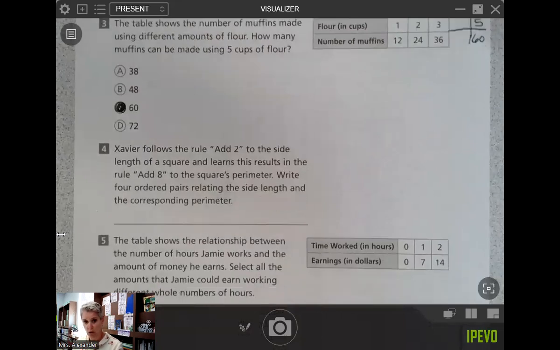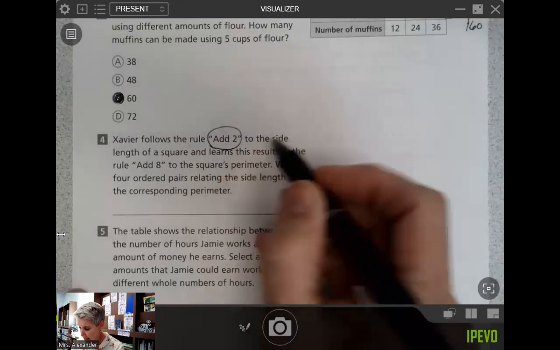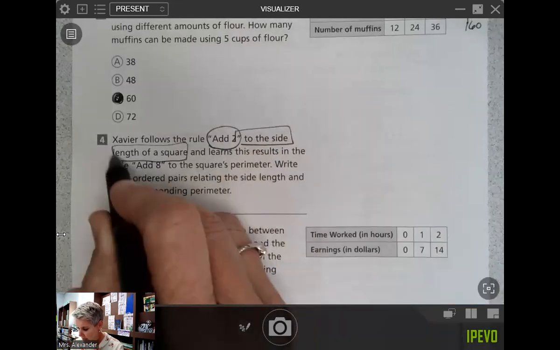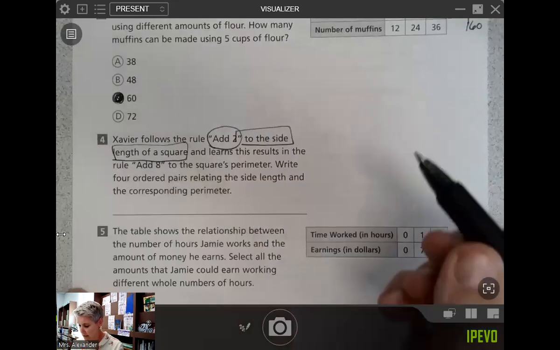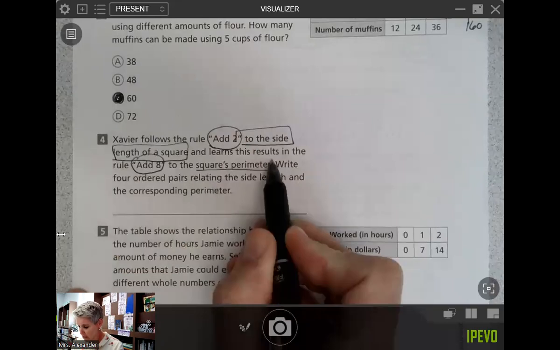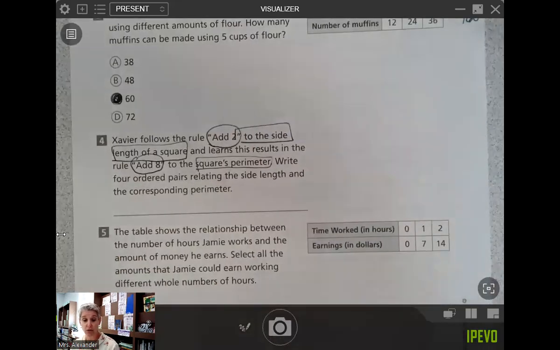Xavier follows the rule, add 2 to the side length of a square, and learns this results in the rule, add 8 to the square's perimeter. Write 4 ordered pairs relating to the side length and the corresponding perimeter.